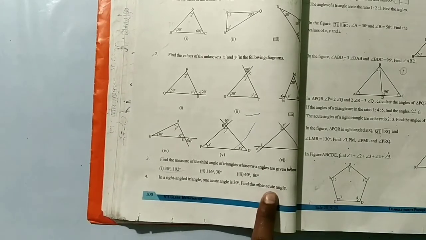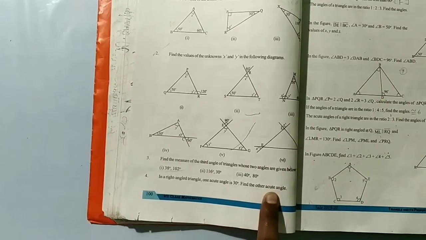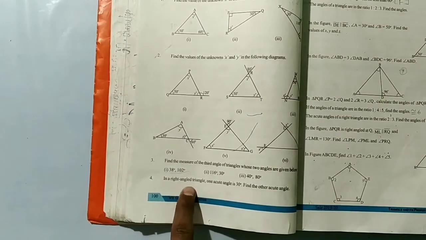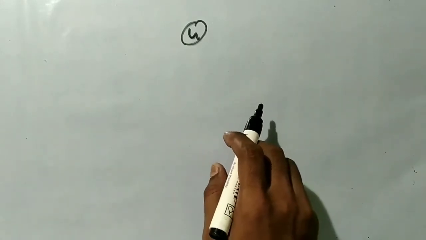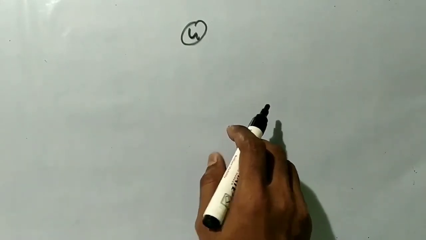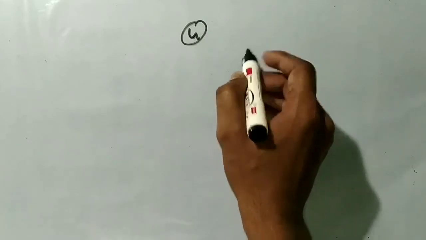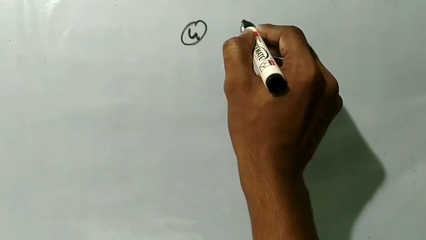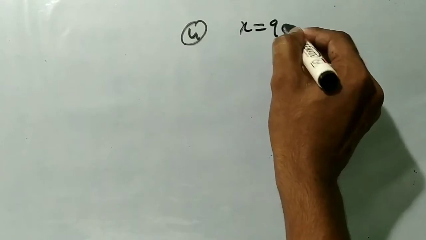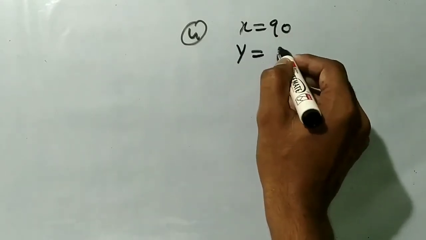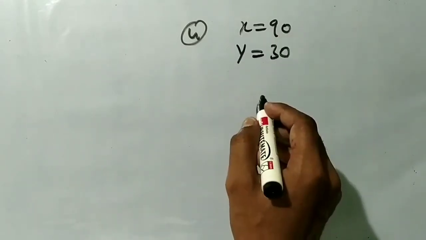So acute is nothing but less than 90. Let us draw a triangle so that we can understand easily. In the question, in a right angle triangle, one acute angle is 30. One right angle is nothing but, let us say x is equal to 90, and y is equal to the acute angle, 30 degrees in the question.